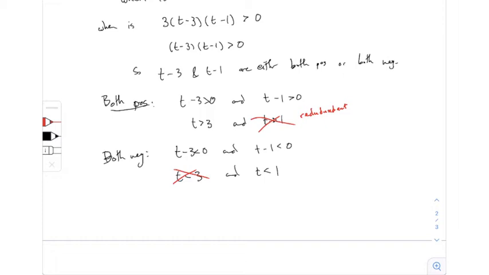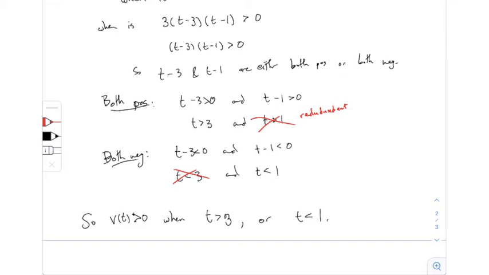And so what's my conclusion? There are two ways that the velocity can be positive. So v of t is positive, that is, the thing is moving to the right, when there are two ways. In the first case, t greater than 3. Or in the second case, when t is less than 1. These are the ways in which the velocity can be positive.